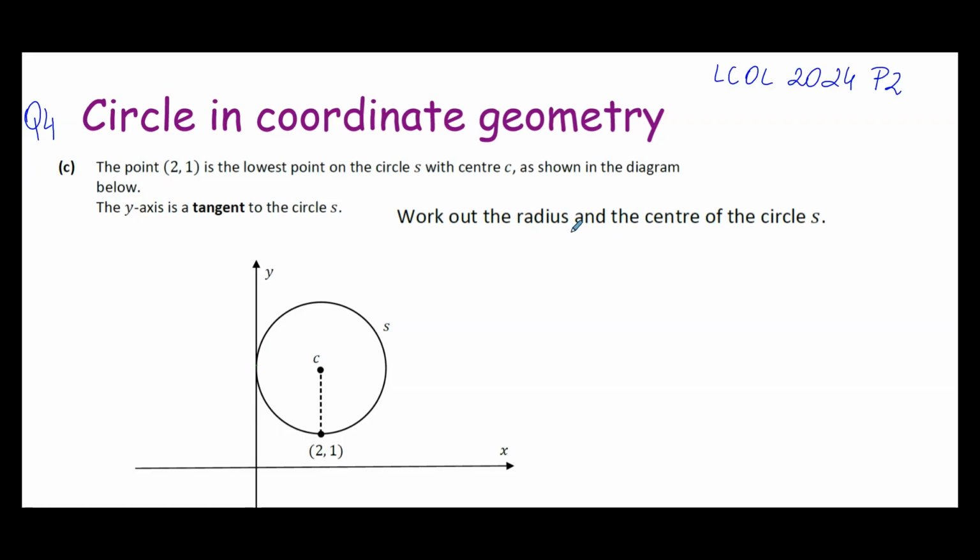Okay, what do we need to do with that? We have to work out the radius and the center of the circle S. The center means coordinates, so I need to work out x and y. And the radius goes from the center to the edge, so I need to find the length of it. So how do we do that?